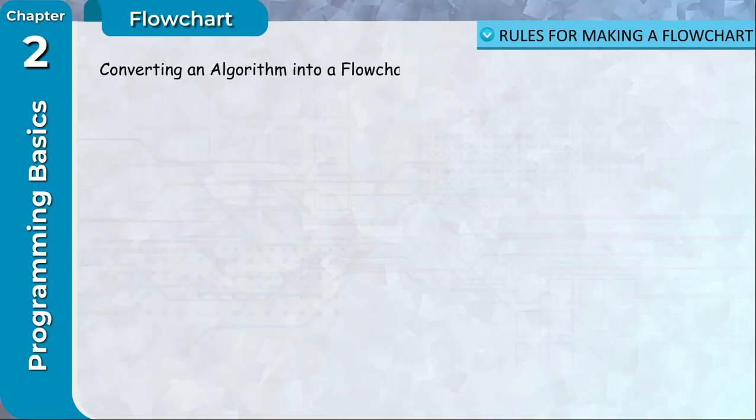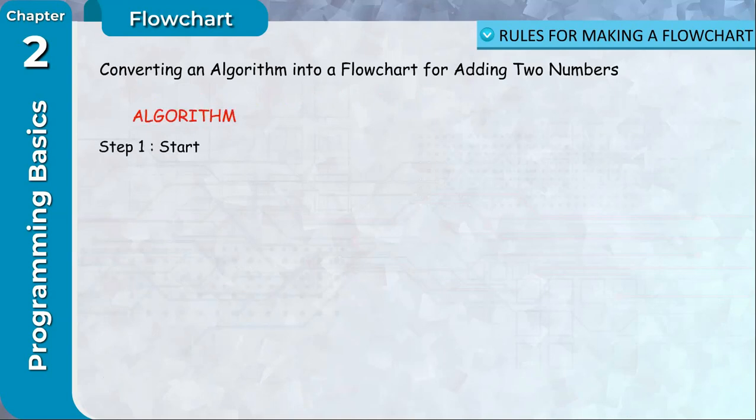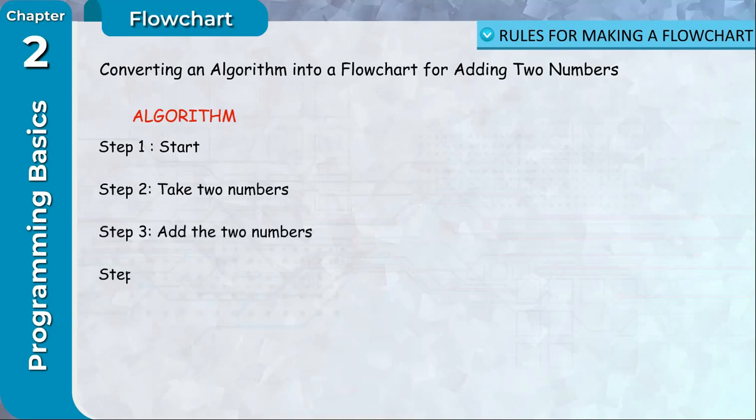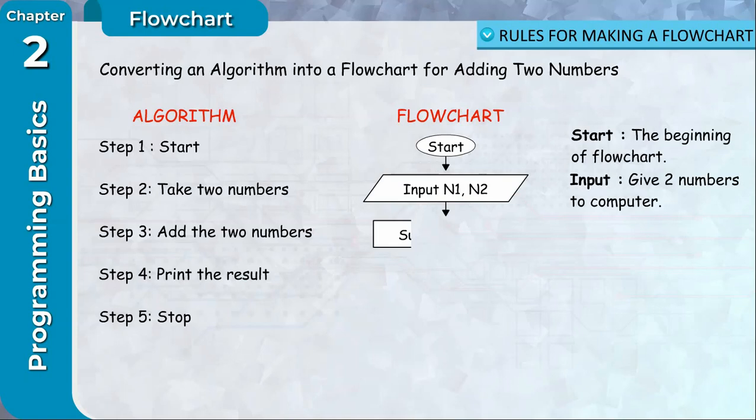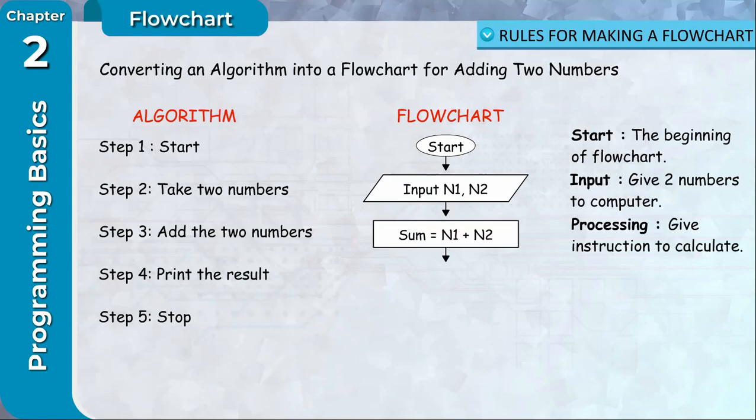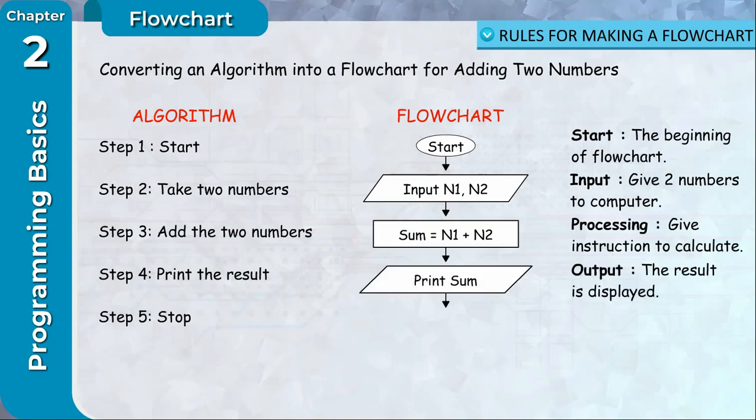Converting an algorithm into a flowchart for adding two numbers. Algorithm. Step 1, start. Step 2, take two numbers. Step 3, add the two numbers. Step 4, print the result. Step 5, stop. Flowchart. Start: the beginning of the flowchart. Input: give two numbers to the computer. Processing: give instruction to calculate. Output: the result is displayed. Stop: the end of the flowchart.